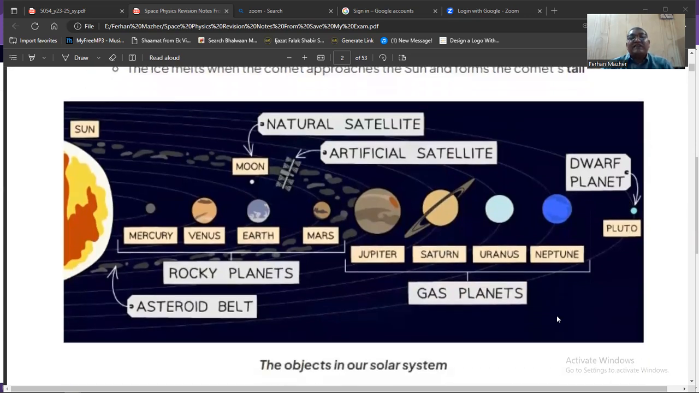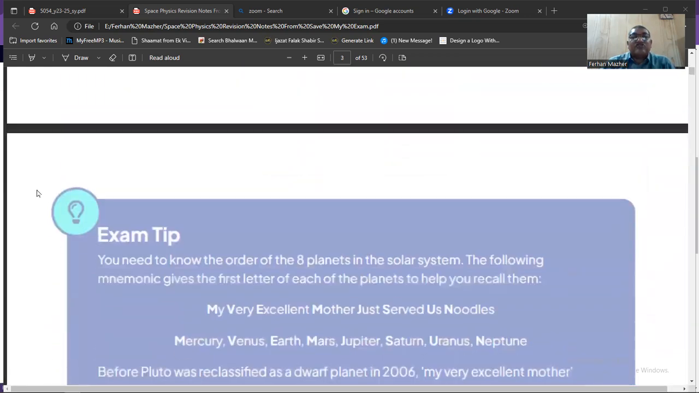So here we have the objects in our solar system. You can see here we have the sun, then we have Mercury, Venus, Earth, and Mars. These 4 planets are rocky planets. Jupiter, Saturn, Uranus, and Neptune are gas planets. And Pluto is a dwarf planet. Here you can see we have artificial satellites. The moon around the Earth is a natural satellite. Between Mars and Jupiter, we have this asteroid belt. So I hope you understand this figure, and this will help you to revise this topic.